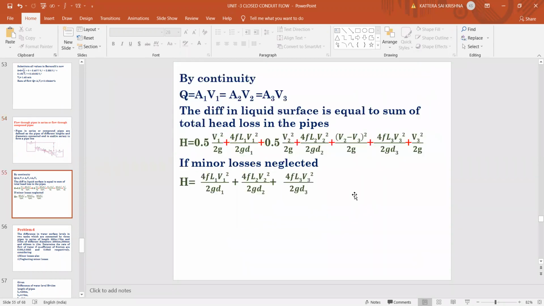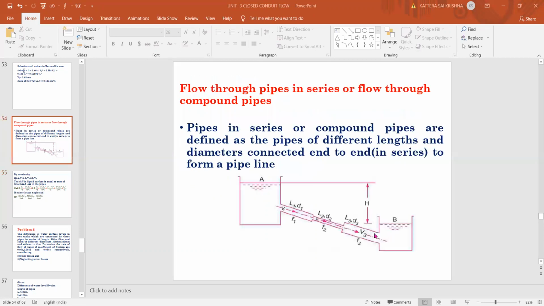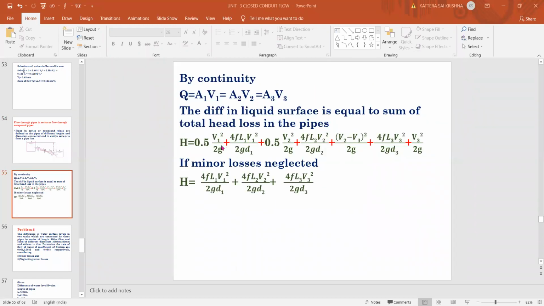Next, we'll have the sudden expansion. The sudden expansion formula we already know, that is velocity at the inlet minus velocity at the outlet, V2 minus V3 whole square by 2g. Plus the frictional loss in the third section of the pipe, and at the last we have your exit loss. At the exit, the velocity in the pipe is V3, so V3 square by 2g is the loss at the exit. So you can see 1, 2, 3, 4, 5, 6, 7. Total 7 losses, of which 3 are the frictional losses in the 3 sections of the pipe, and the remaining 4 are the minor losses in the series of pipes.